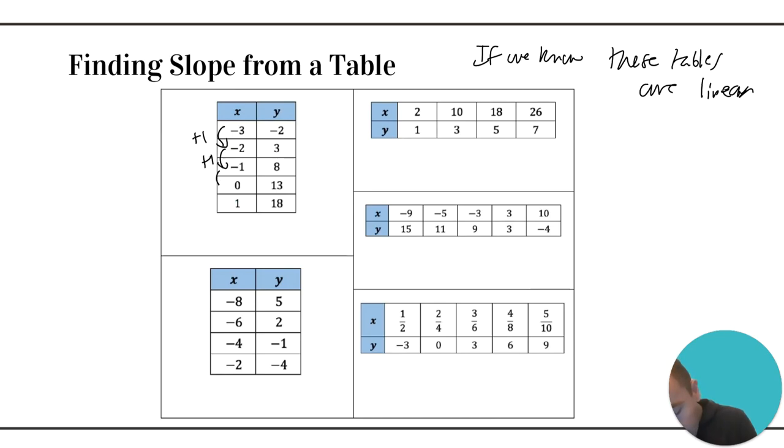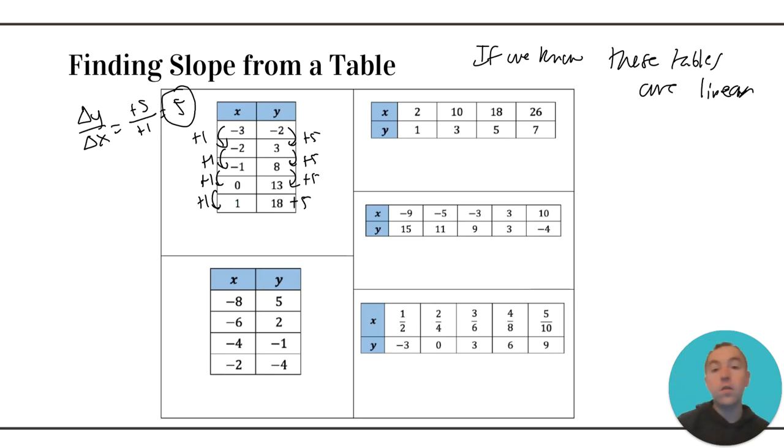And then if I look at the corresponding change in my y coordinates, you'll figure out that there's a change in 5 every time. And so because of that, the change in y over the change in x each time is always +5 over +1, which is 5. And so that would actually be the slope of the line in that particular table that you're seeing right there. Okay.